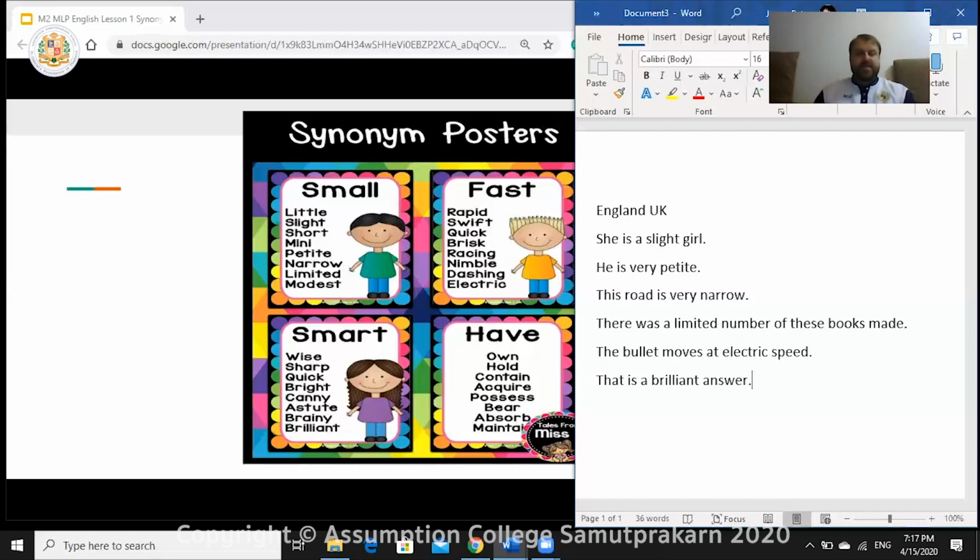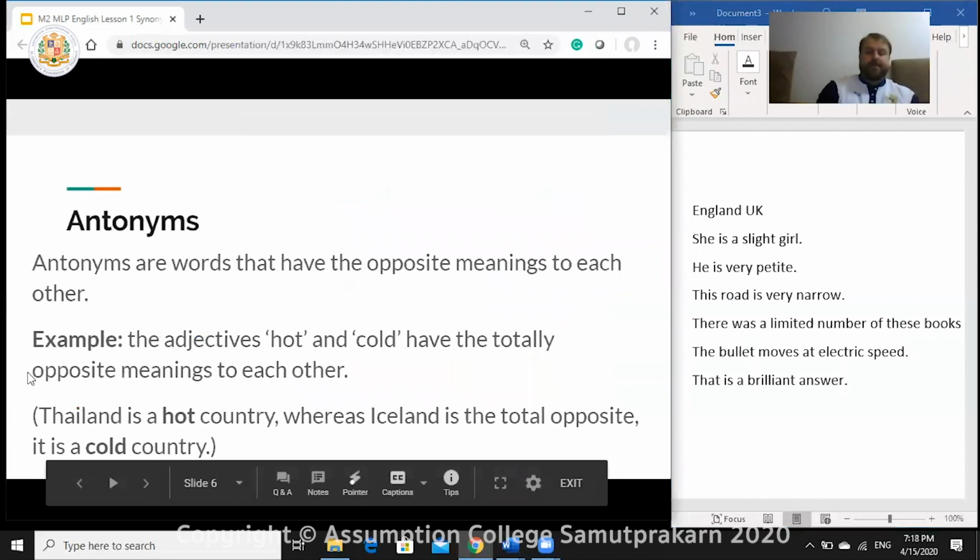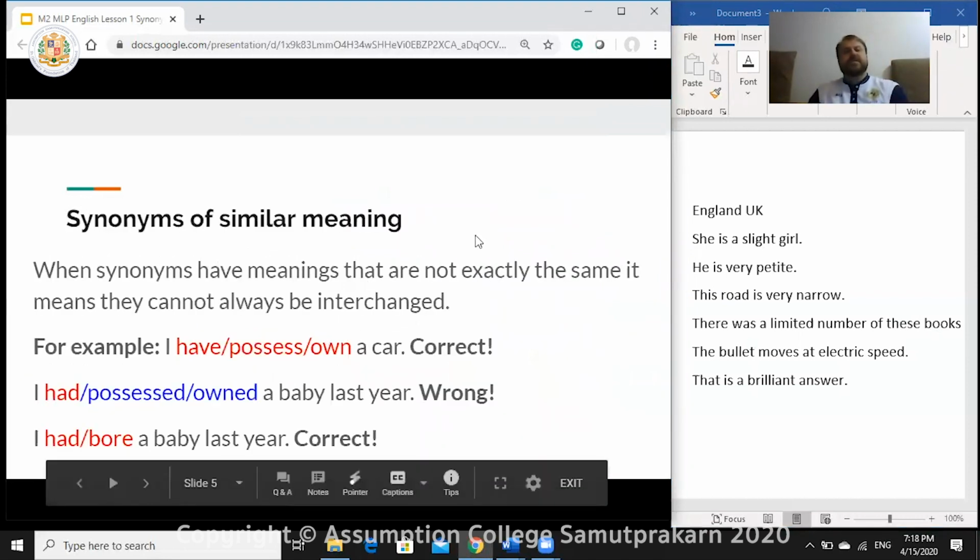So some of these have virtually the same meaning. It depends upon how you're going to use them. To have, to own, to possess, the same meaning. Whereas to acquire might mean to buy or to get, a slightly different meaning. Let's think about that more: how these words can have similar meaning and slightly different meaning. So, synonyms of similar meaning.